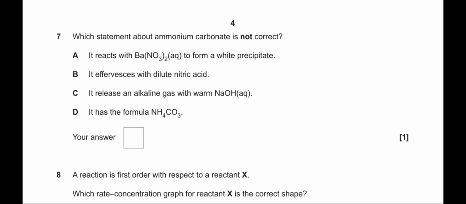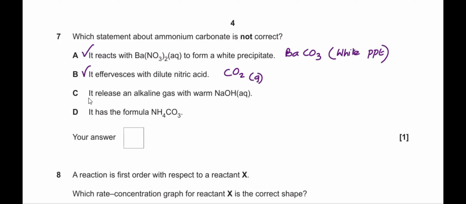That's correct, because when ammonium carbonate reacts with the barium nitrate, one of the products formed is barium carbonate, which is a white precipitate because it's insoluble in water. So that's the correct statement. Second, it effervesces with dilute nitric acid. That's also correct, because when ammonium carbonate reacts with any acid, it will release carbon dioxide, which is a gas, and it will definitely effervesce.